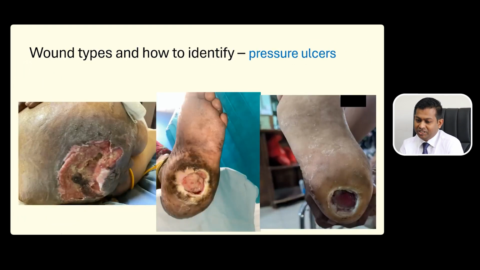Okay, so we have discussed arterial, venous, diabetic, and now something about pressure sores.